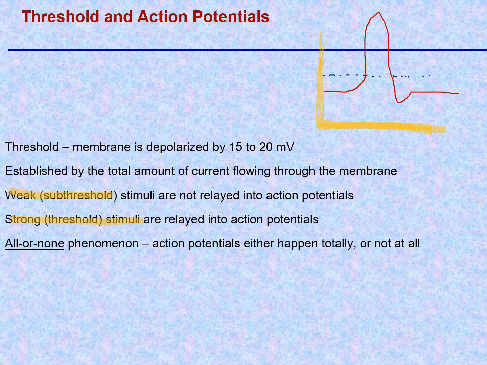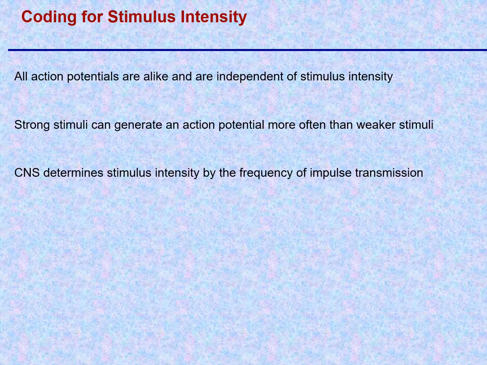If strong stimuli come in and hit threshold, they trigger an action potential, and the action potential propagates very, very rapidly down the axon, and it's always an all or none thing. It will happen or it will not happen. It won't vary in size. It'll always be the same size. So they're all alike and independent of the stimulus intensity. What you need is a threshold stimulus. Once you hit threshold, you'll get the action potential. All those action potentials will be the same and propagate or travel down the axon.